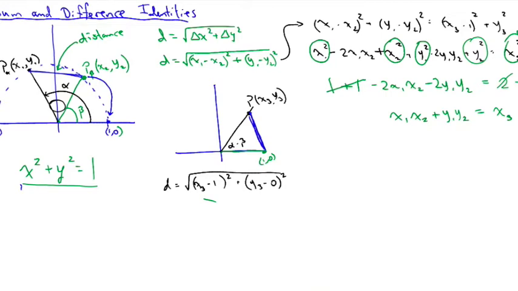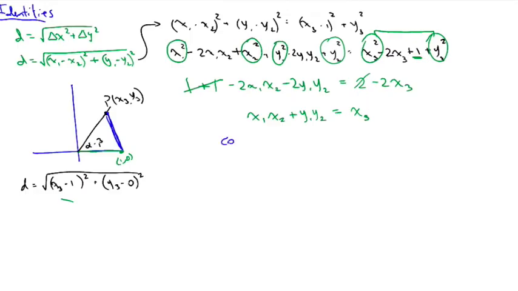So where you see x1, this turns into cosine of alpha. x2 is cosine of beta plus y1 is sine of alpha, y2 is sine of beta. x3 is cosine of alpha minus beta. So this becomes cosine of alpha minus beta. So this is the difference formula.